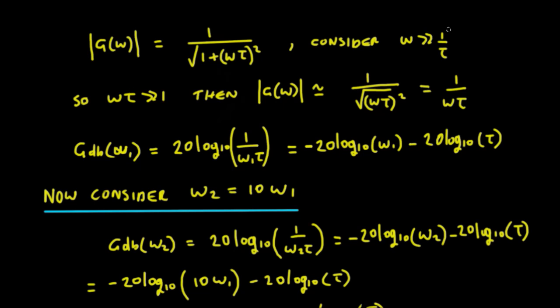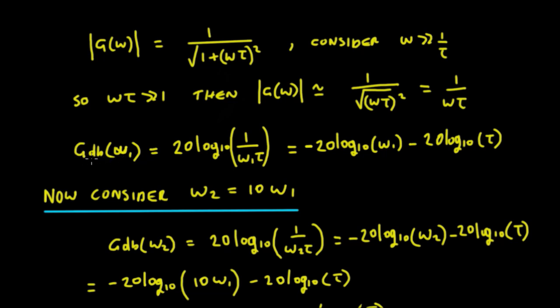so let's look and see what happens when we go further up the frequency band here. So if we consider looking at a value of the frequency omega which is much greater than 1 upon tau, so really it's a high frequency. So we're saying omega tau is much greater than 1, so that magnitude g of omega, well, if omega tau is much greater than 1, then we can forget about that value of 1 because this omega tau dominates. So we have 1 upon the root of omega tau squared, so that equals 1 upon omega tau. So let's see what happens when we take a couple of values for omega.